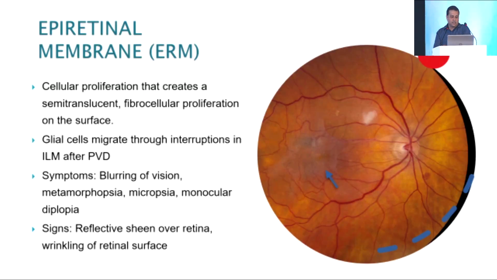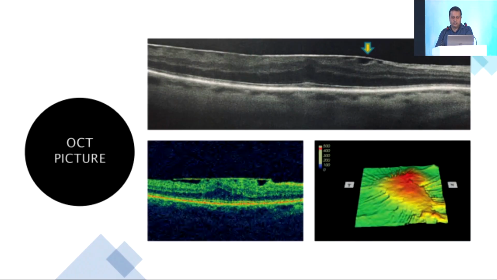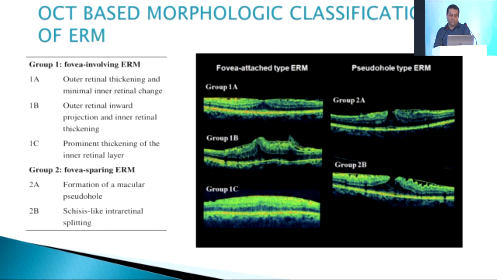The last entity is epiretinal membrane. It is a cellular proliferation that creates a semi-translucent fibrocellular proliferation on the surface. The glial cells migrate through the interruption in the ILM after PVD. Patients will complain of blurring of vision, metamorphopsia, micropsia, or even monocular diplopia. On clinical examination, on slit lamp biomicroscopy, you will see the reflective sheen over the retina or wrinkling on the retinal surface. So this is the OCT picture if you take the OCT.